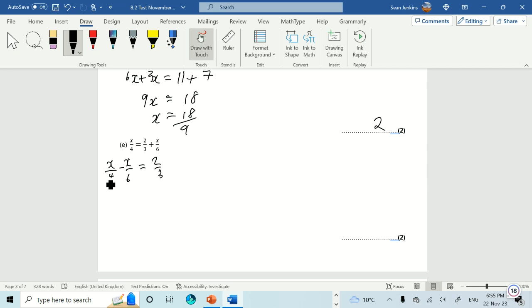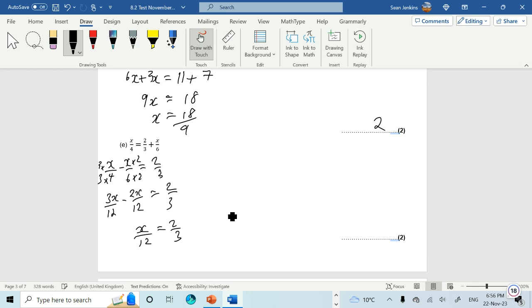You're going to make them equivalent fractions, no doubt. I know that most of you like to do that, so I'm going to make the denominators 12. So multiply by 3, what I do to the bottom, I do to the top, 3. And multiply the 6 by 2. What I do to the bottom, I do to the top. Rewrite out your equivalent fractions. So that's 3x over 12 minus 2x over 12 is equal to 2/3. That gives me x over 12 is equal to 2/3.